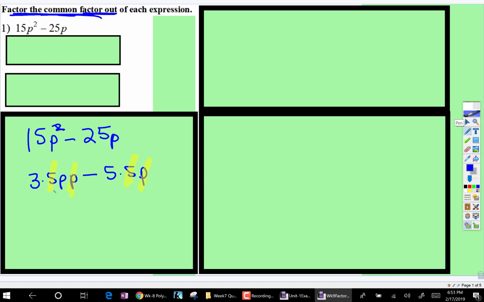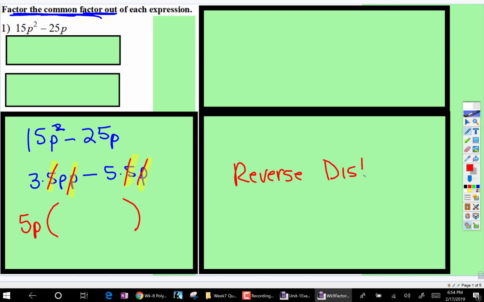So what I'm going to do is take this. They each share a 5 times p. So I'm going to put a 5 times p on the outside of parentheses. I'm going to call this the reverse distributive, which is just another word for factoring. Because normally we start on the outside and multiply. Now we're starting on the inside and we're factoring out what they have in common.